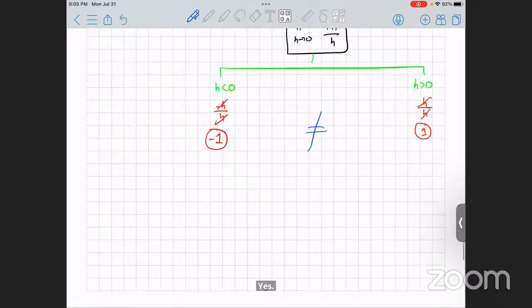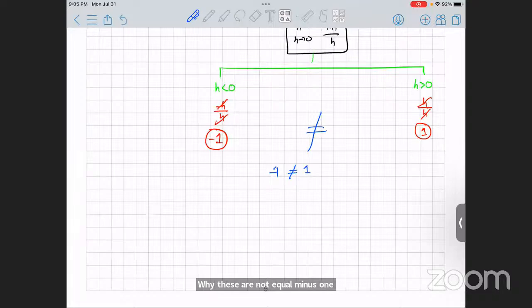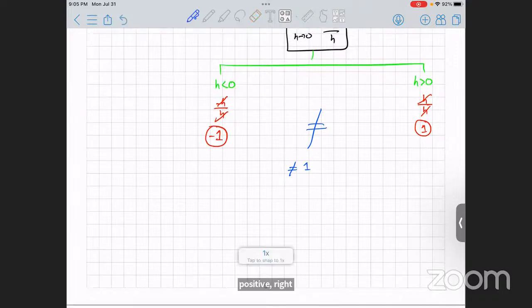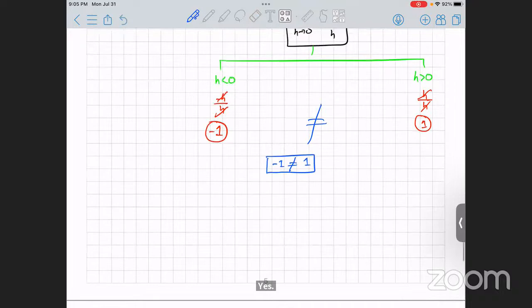Minus 1 is not equal to 1. Sir, I have one doubt: the modulus of any negative number is positive, right? Yes, look, I will give you clarity in 2 minutes. Just wait for 2 minutes. Listen to this explanation. Minus 1 is not equal to 1.